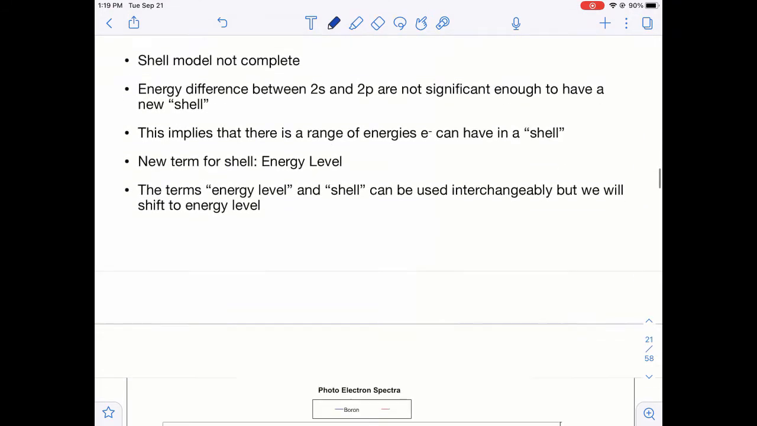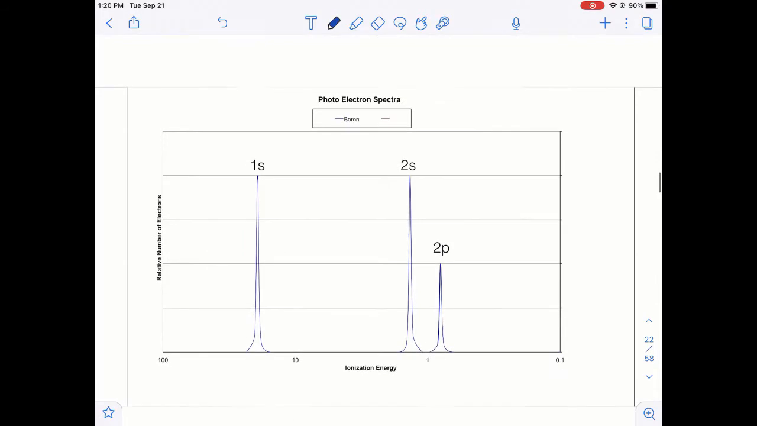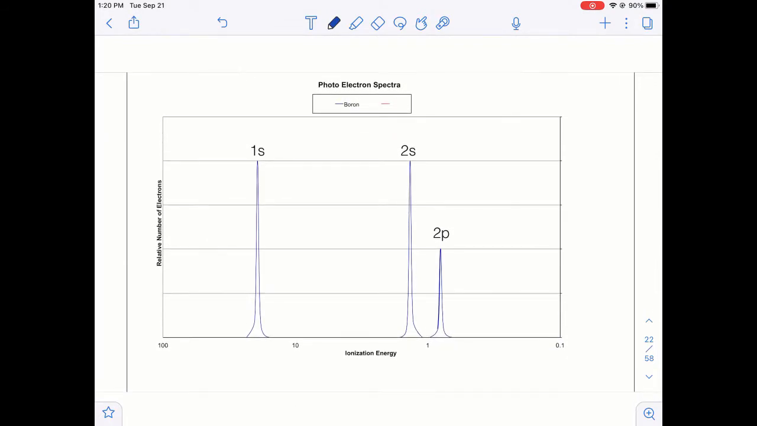Now let's look at how this carries on. So we would call these the 1s, where the 1 represents the energy level, the s represents the sublevel. Every energy level has an s sublevel. And you'll notice here that both of the s's, the first energy level and the second energy level, have the same height. That means they have the same number of electrons, which is 2.